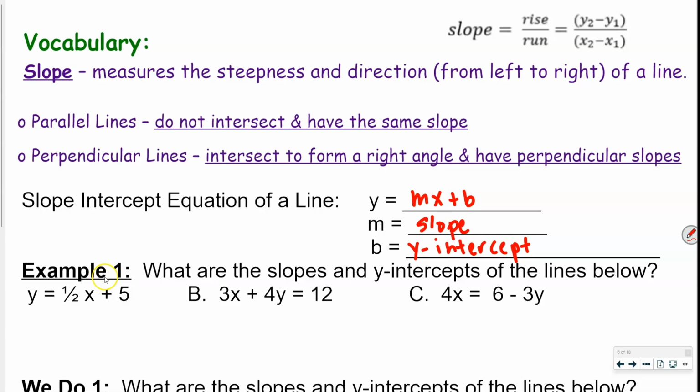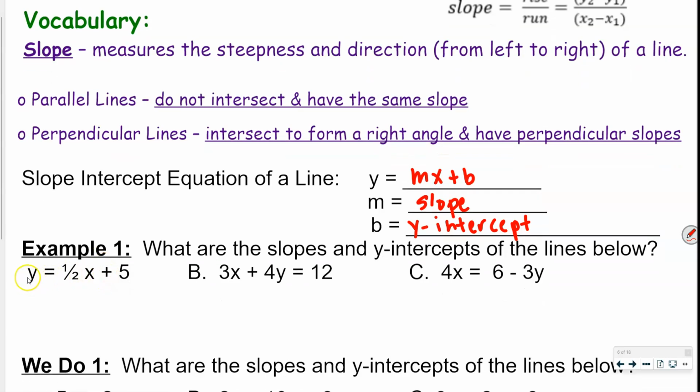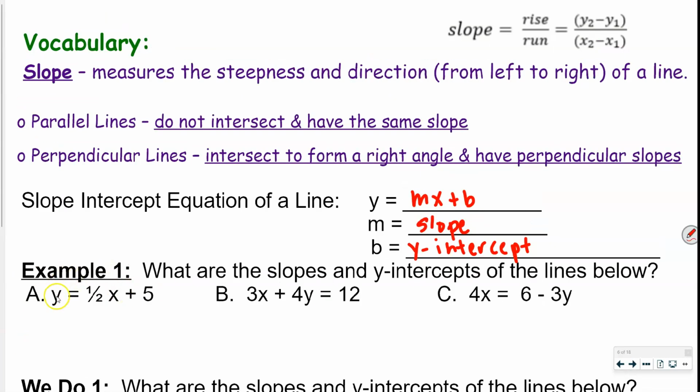So notice here with example 1, and this is 1a, that this equation is already in slope-intercept form. So it's y equals mx plus b. Our m is right there, and remember, m is equal to our slope, right? So m is equal to 1/2 here. And this is going to be our y-intercept, so that's our b. And so b here is going to be equal to 5.